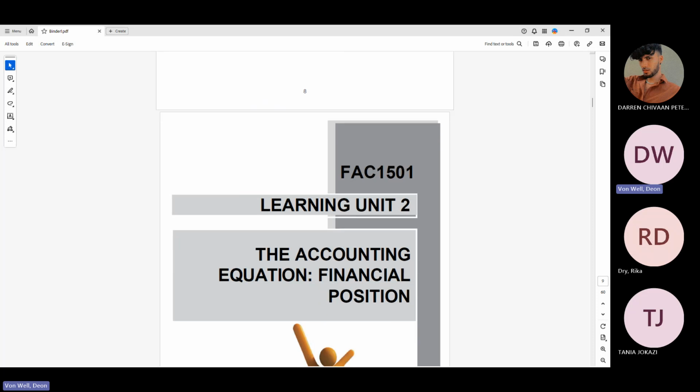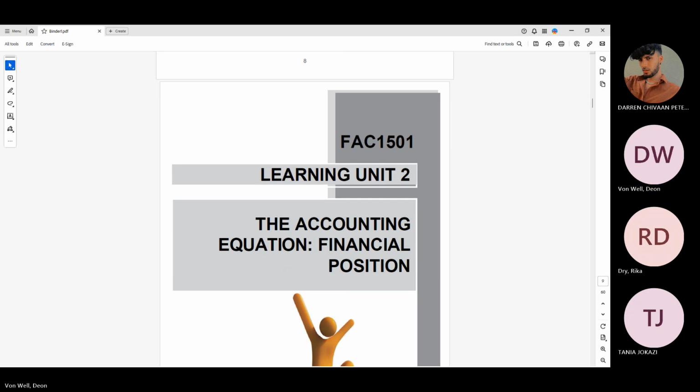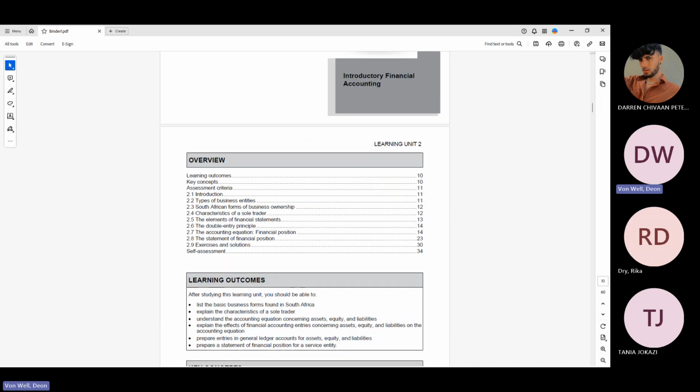Because here we look at the accounting equation, financial position. Now, my assets equal my equity plus liabilities. So financial position, if you think back previously when you studied, you will find the statement of financial position, and that also consists of assets and equity and liabilities. So we start looking at our accounting equation, which says assets equal equity plus liabilities.